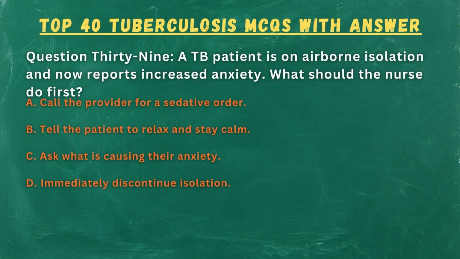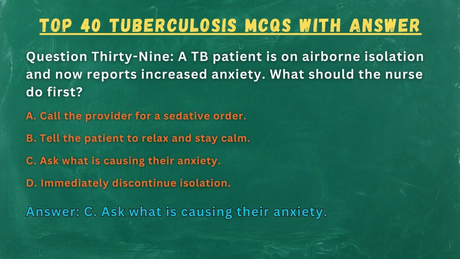Question 39. A TB patient is on airborne isolation and now reports increased anxiety. What should the nurse do first? A. Call the provider for a sedative order. B. Tell the patient to relax and stay calm. C. Ask what is causing their anxiety. D. Immediately discontinue isolation. Answer: C. Ask what is causing their anxiety.